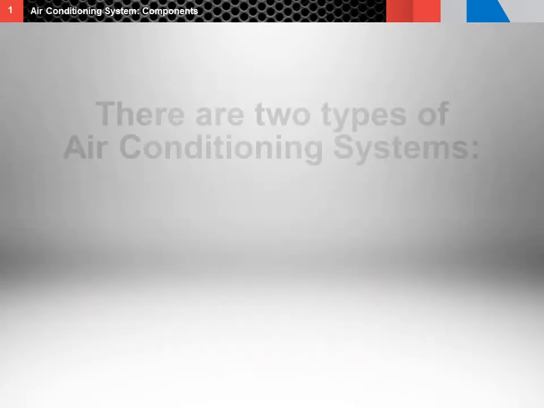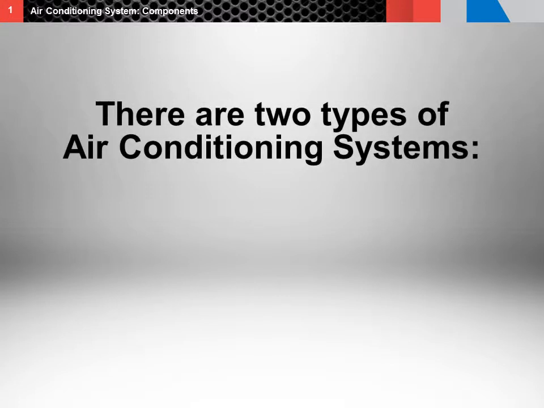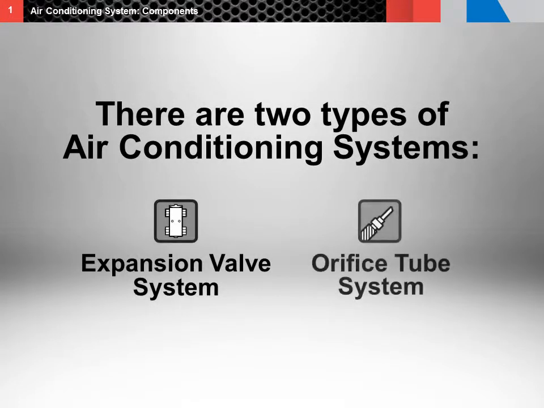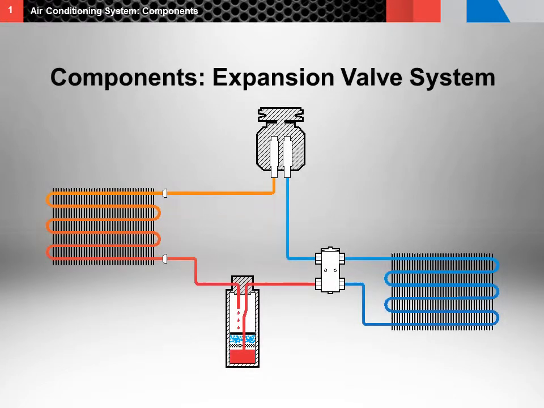To start with, there are 2 types of air conditioning systems, the expansion valve system and the orifice tube system. Both systems have main components that are important to know and understand. We'll start with the expansion valve system. Let's take a look at the components.